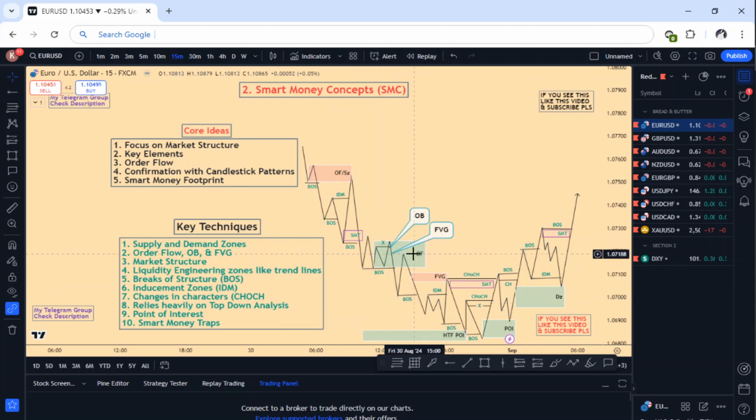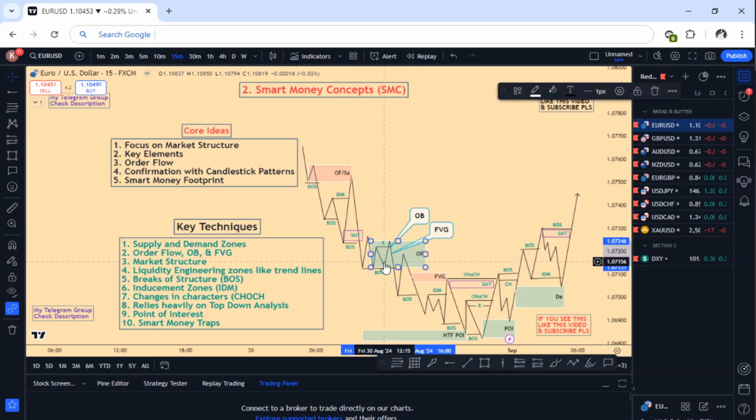So when the market pulls back to it, this last buy, last sell, last buy before the sell, this area we will call order flow. From this point, order flow, but I've just marked everything. But this last buy before the sell is what is referred to as order flow.